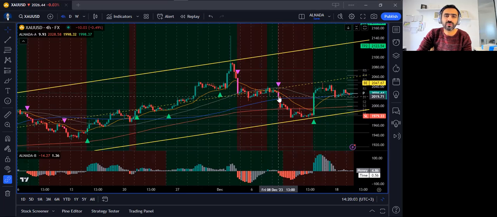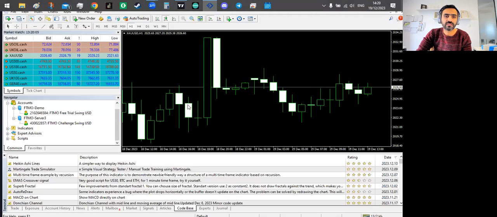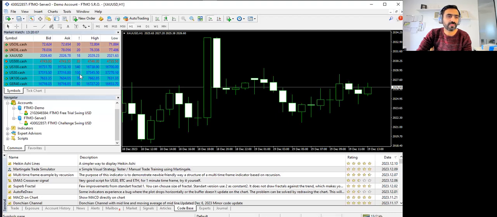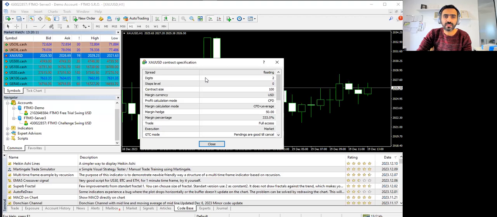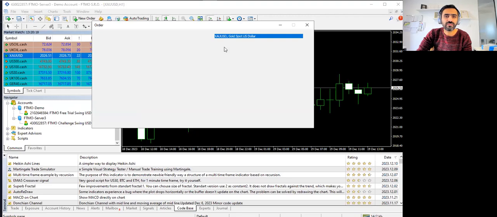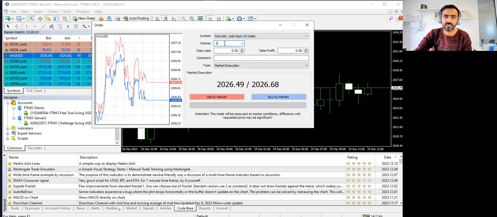So I need to go for gold on my MetaTrader. For example, on this account, I will go for gold and check the specification. I will see the contract size. The standard contract size is 100. This means if I put 1 standard lot here, I will buy 100 ounce.